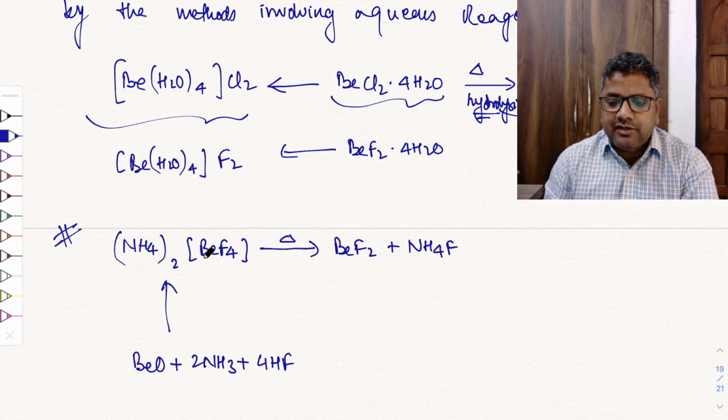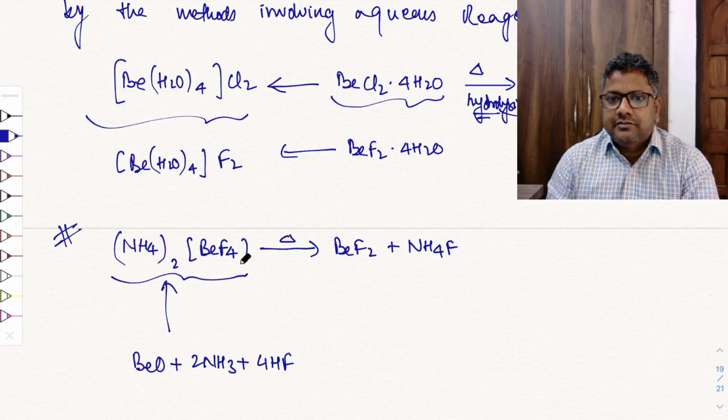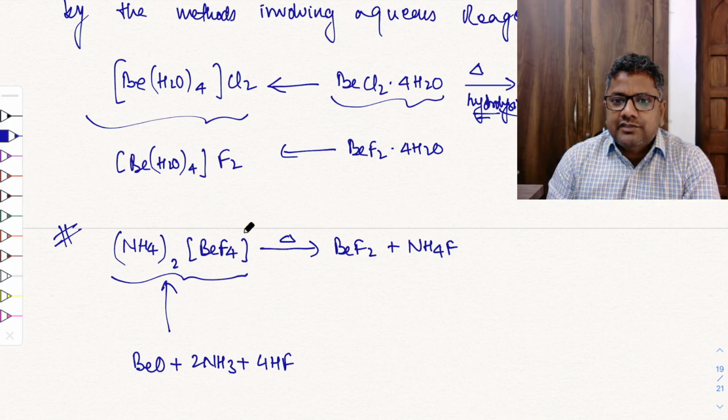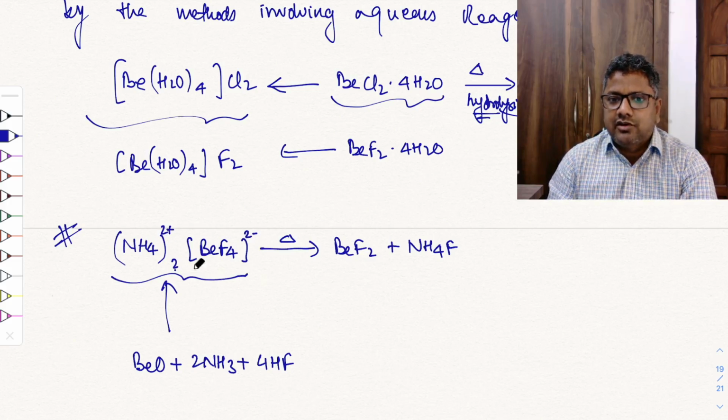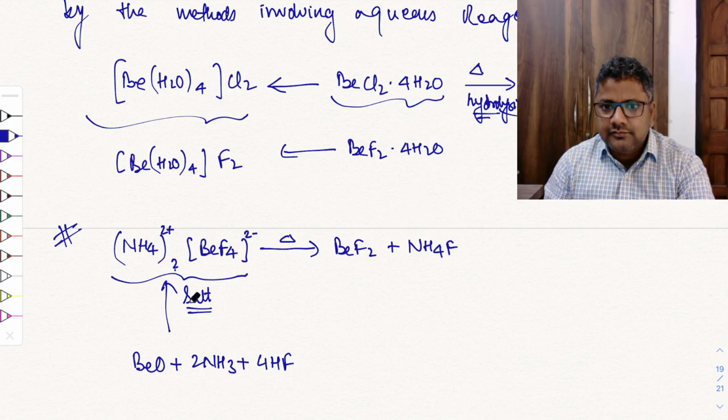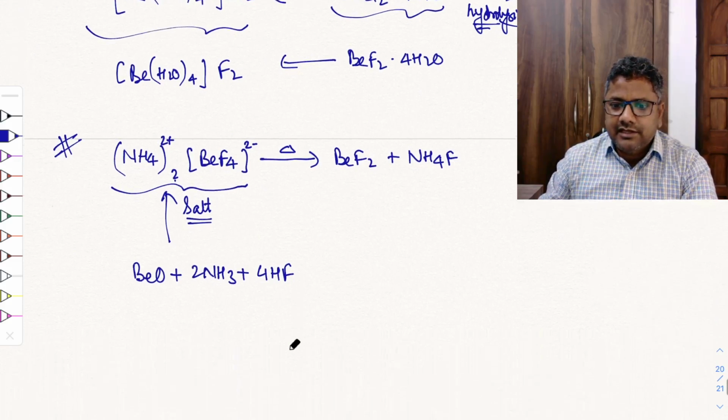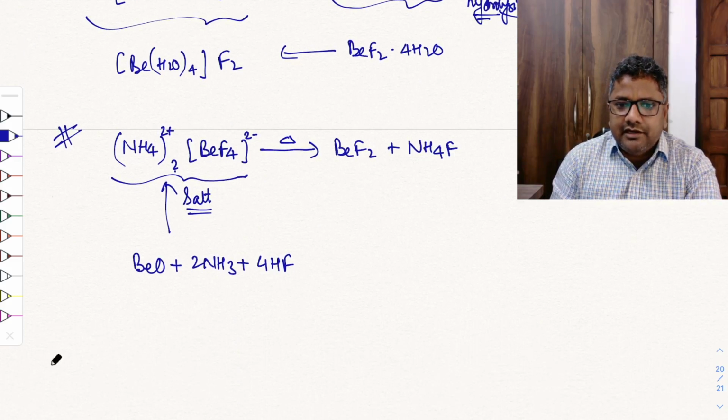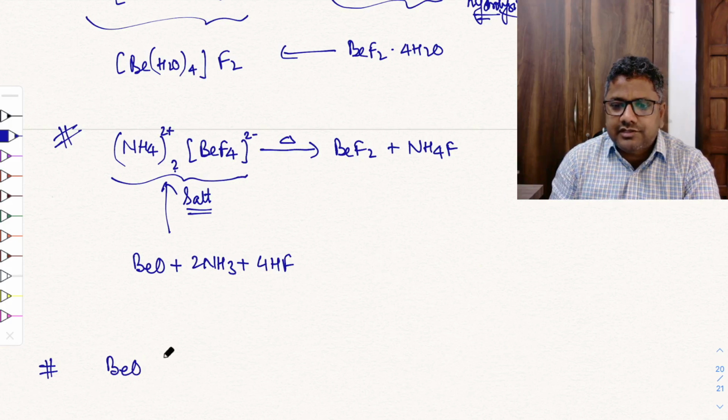You can prepare this ammonium salt of BeF4 complex, right? And here this is 2 minus basically, and here 2 plus, 1 plus, 1 plus, so this is a salt, right? This is a salt. So this is one method. And for beryllium chloride, another alternative method we have, which is a very important reaction, from beryllium oxide plus C plus Cl2.